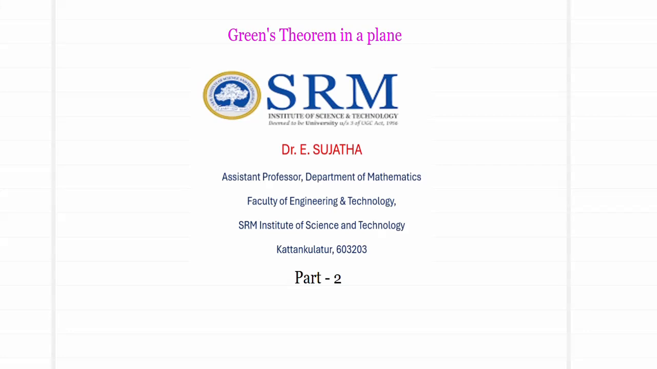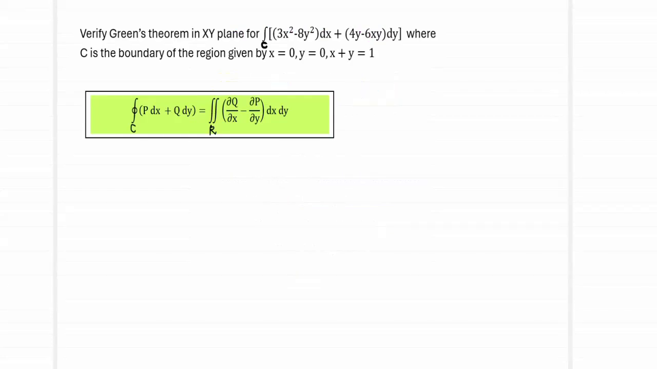In the first video, we saw the rectangular region for which we verified Green's theorem. In this second video, we will verify Green's theorem in the xy plane for the given function, where C is the boundary of the region given by x equal to 0, y equal to 0 and x plus y equal to 1. So we will see what this figure holds for us.